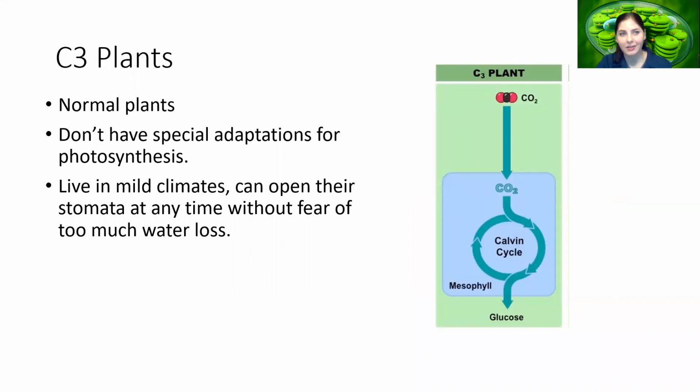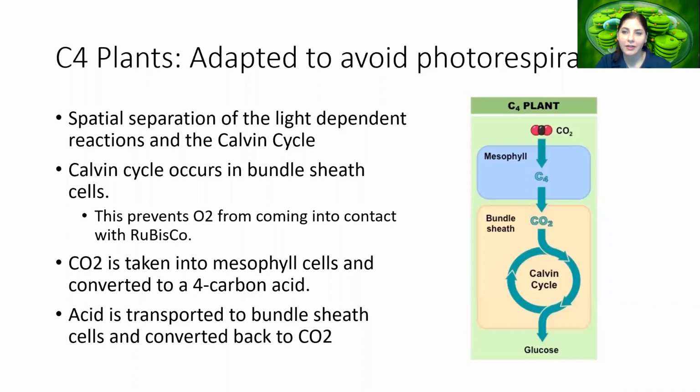So normal plants are referred to as C3 plants. And if you recall, they get their name from that PGA, or that phosphoglycerate. So they don't have any special adaptations for photosynthesis, and these are plants that thrive as well as live in mild climates, and they can open their stomata at any time without fear of losing too much water through water vapor. Now we also have plants that have adapted for photorespiration.